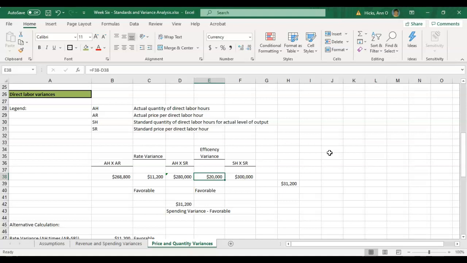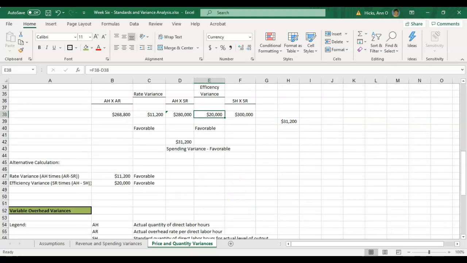But think back to our materials. If we're able to have less waste with our materials, then we may have been able to be more efficient because we didn't get halfway through a garment, have to throw it away and then start over. So again, keep in mind the variances need to be broken out, but they also impact each other. And then again, we can do the alternative calculation with the equations.